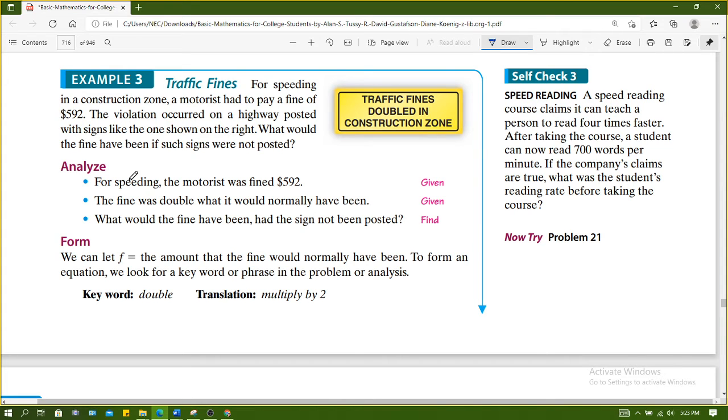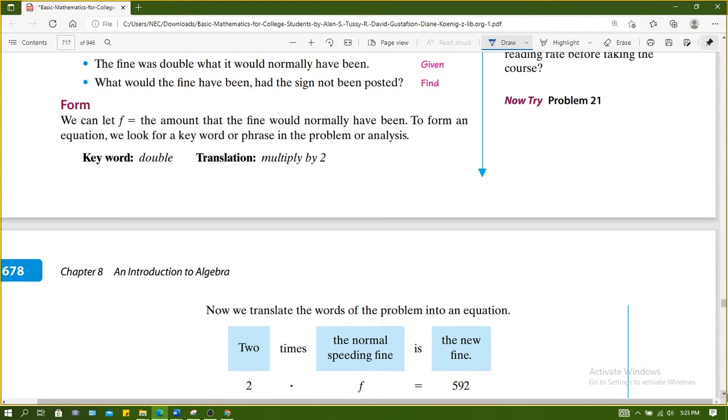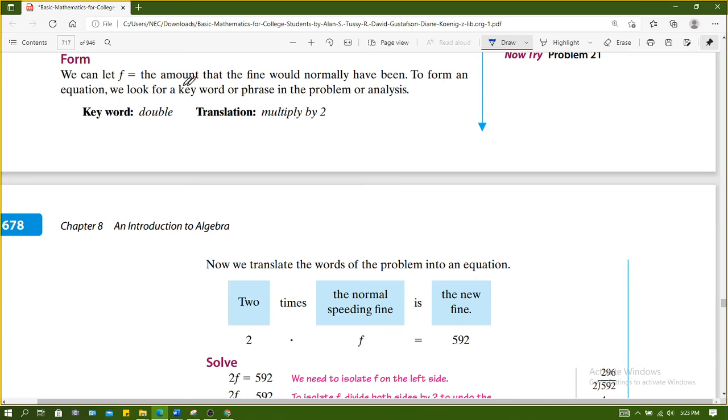Okay, so you have an idea. For speeding, the motorist was fined 592. The fine was double what it would normally have been if you are in a construction zone. What would the fine have been had the sign not been posted? So, it doubles if it is in a construction zone. But if not, what would it be? Okay? So, form the equation. You let F represent the fine, the amount that the fine would normally have been. To form an equation, we look for a keyword or phrase in the problem or analysis.